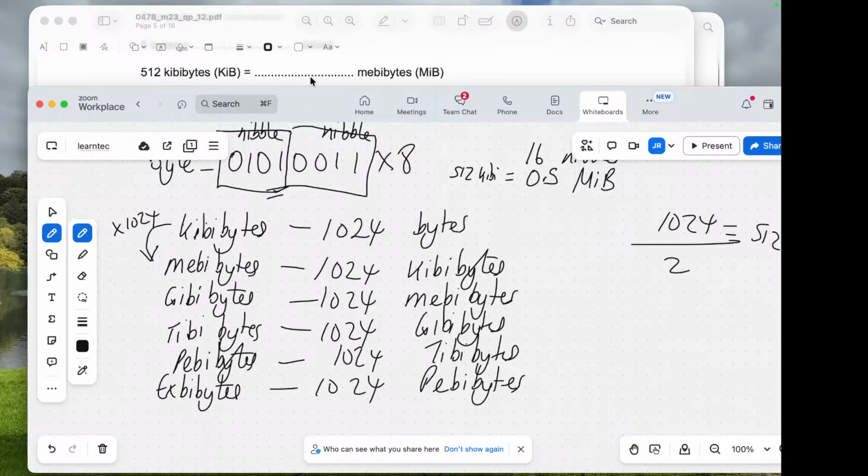The next question is 4 gigabytes. So how many mebibytes are in 4 gigabytes? Does anyone want to try that one? So we're basically going between gigabytes and mebibytes, these two here. What's the difference between those two? Well, it's 1,024, remember, because it goes up. And we've got 4 gigabytes. How many mebibytes is that? So we've got 4 of those.